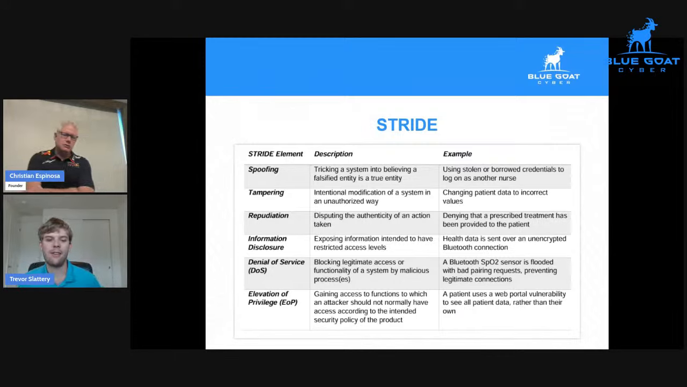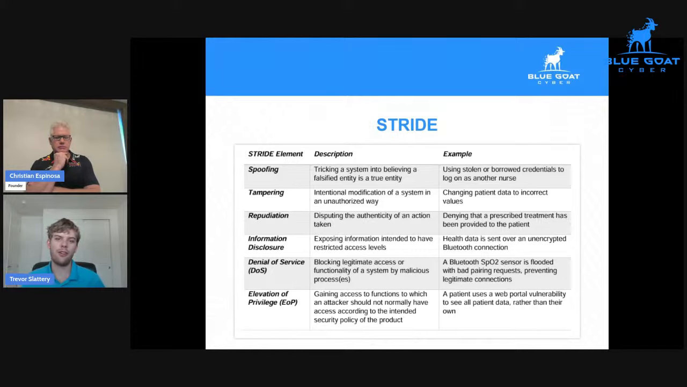Repudiation is another interesting one. From the lens of a medical device, it's essentially denying the legitimacy of something. So it could be, if a treatment has been prescribed to a patient, if they have gone through an IVD analysis, you could essentially deny that it actually happened. You can say, this treatment hasn't happened. They didn't go through with it. There is no evidence of that. That's repudiation, and you're disputing the validity of that treatment.